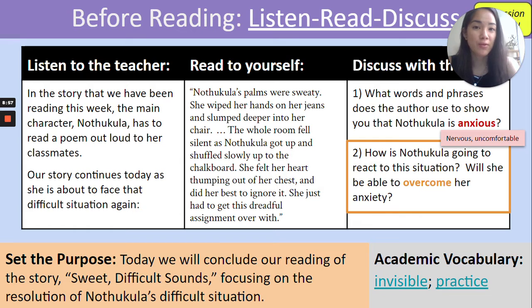We're thinking about Nothokula and what we already know about her. We're going to use our ideas to predict what she will do in the situation. Again, we're thinking about how she will react to the situation and will she be able to overcome her anxiety. And if we're not sure of the word overcome, another way to say that is beat or to win against. So I'll show you at this point an example of how you could respond to this question.